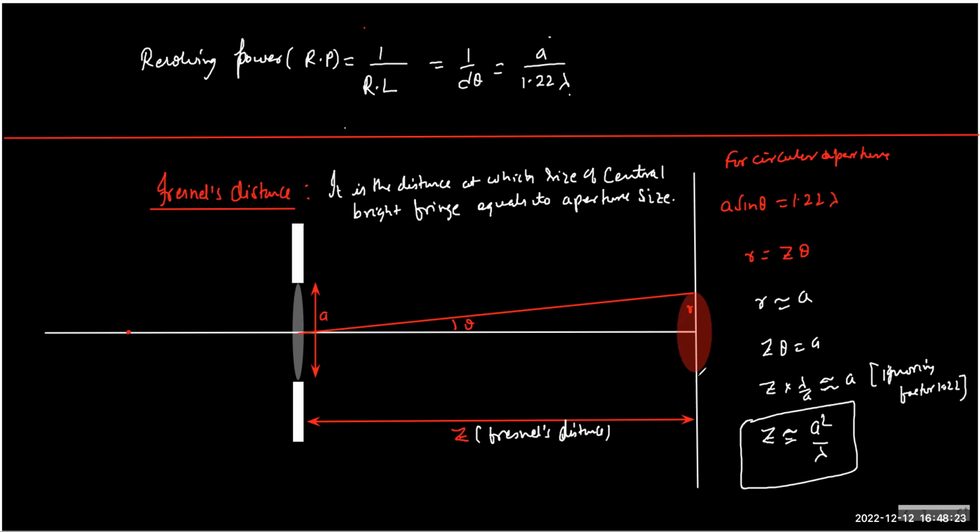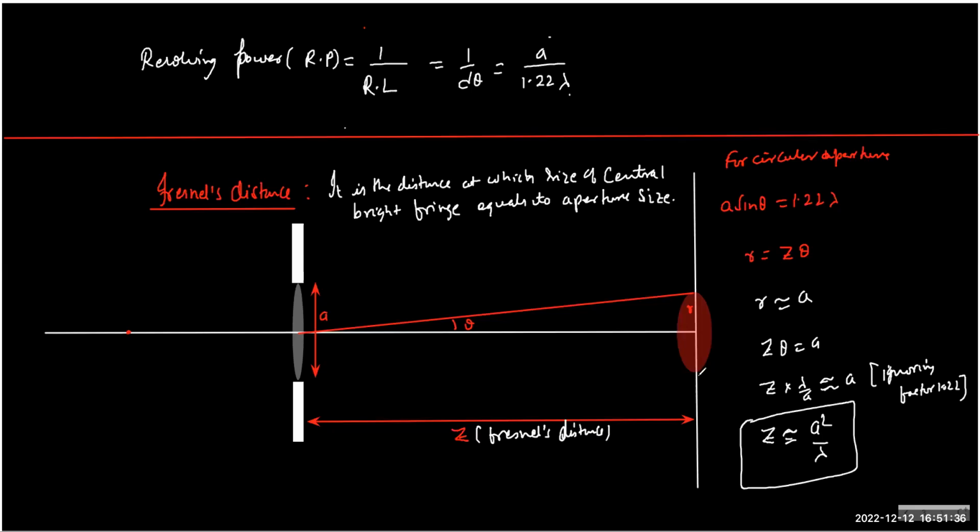The way it is derived in the textbook, if you talk about the derivation, I think it is slightly different. Am I audible now? Yes, sir. Yeah, so this is the formula. You have to just remember the formula. So this is called the Fresnel distance.